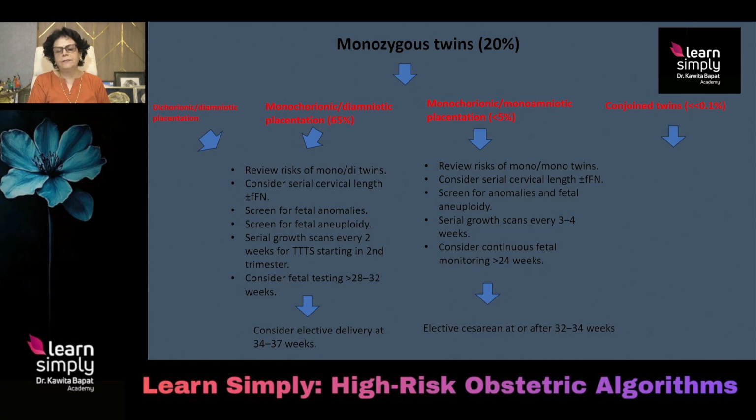Conjoined twins are 0.1%. Counsel regarding termination. If declined, consult the pediatric surgeon, and elective cesarean section at term.